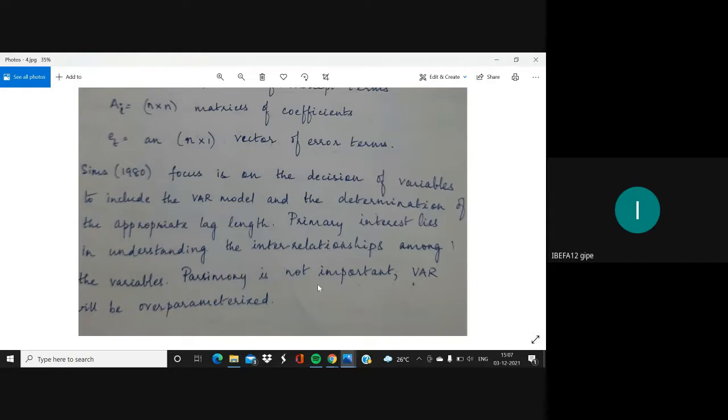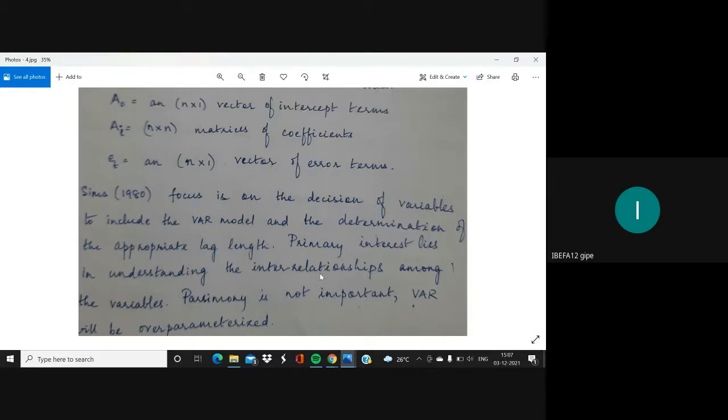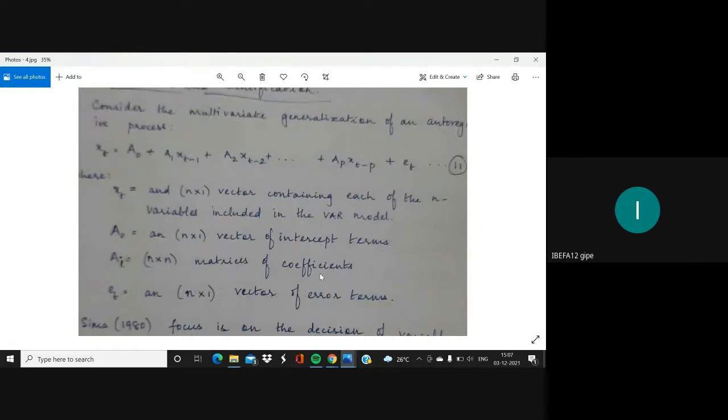So parsimony will not be important here. Because of this, it's very likely that your VAR model will be over parameterized. You will have too many coefficients that you are going to estimate. And most of the time you might find that your coefficients are also insignificant, but it's not really important in a VAR model, because there are certain other tools that we use in a VAR model which are usually more important than simply estimating the values of the coefficients.